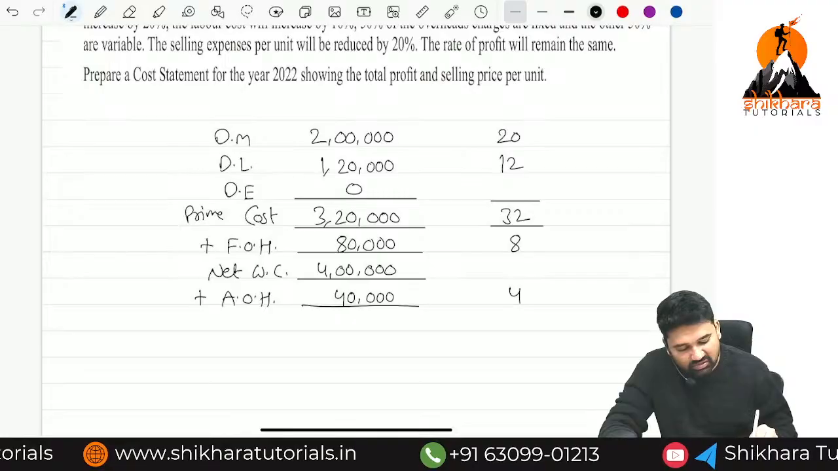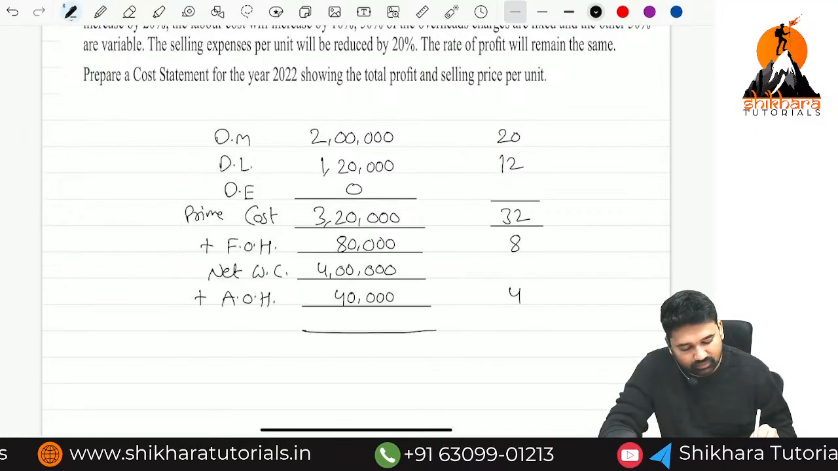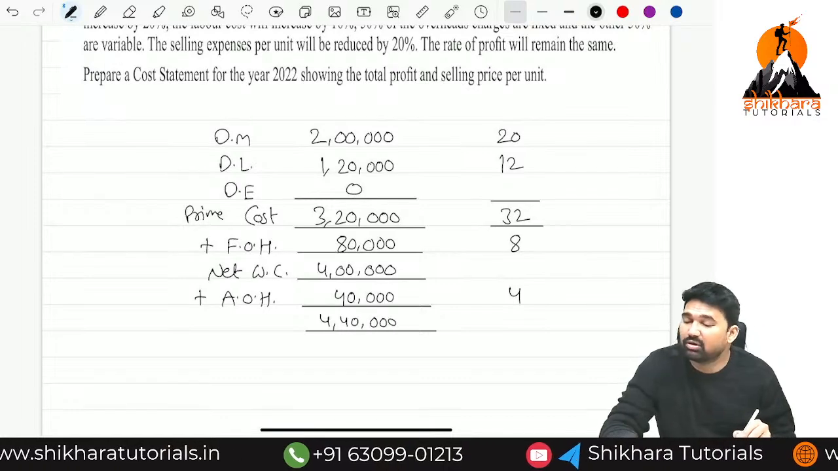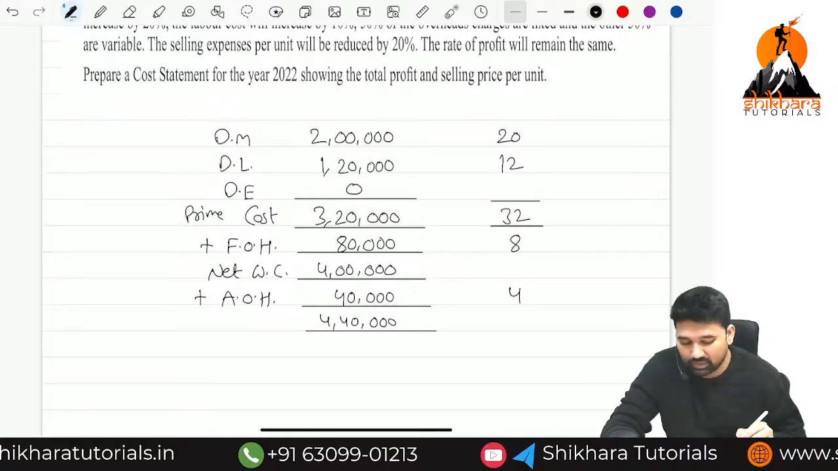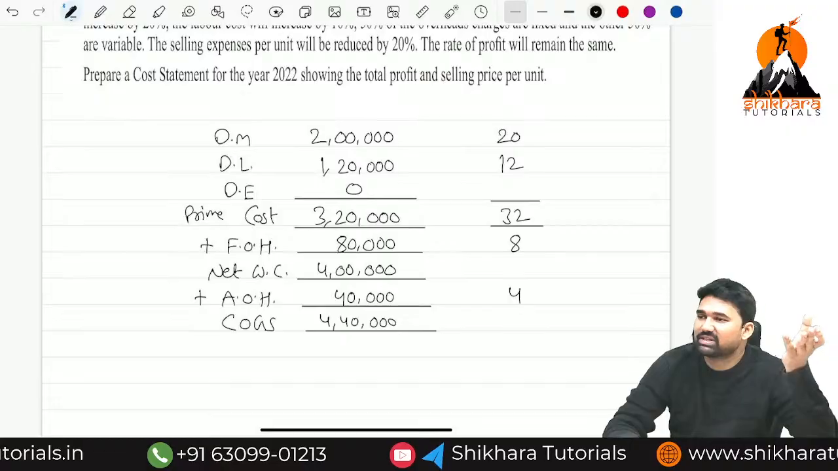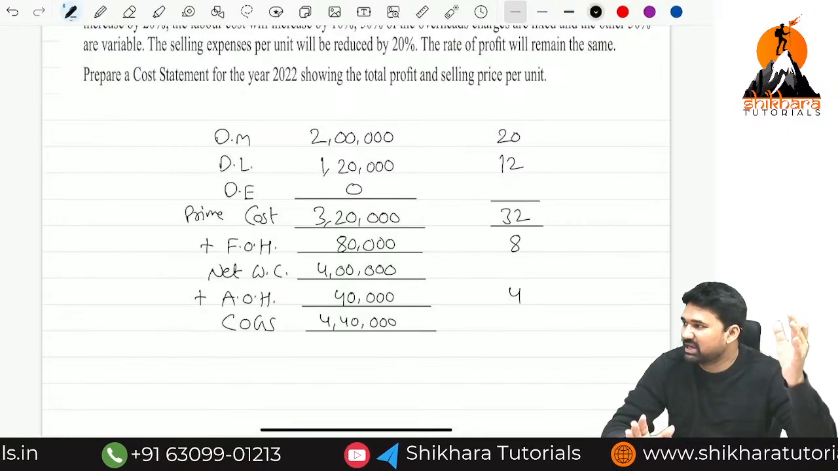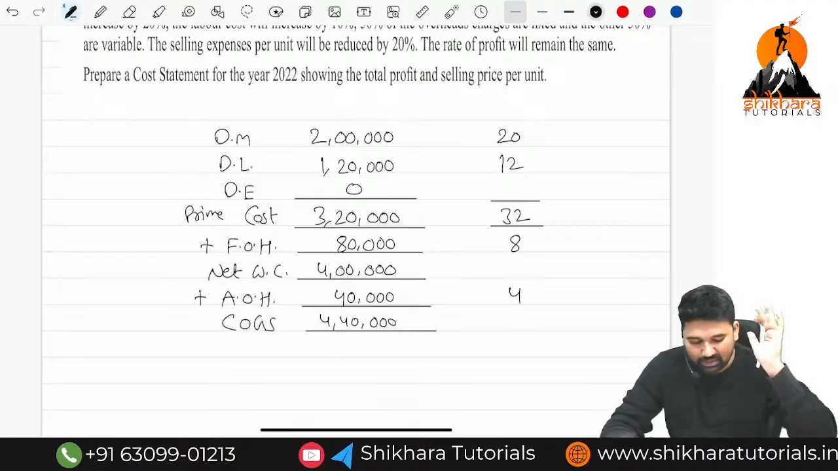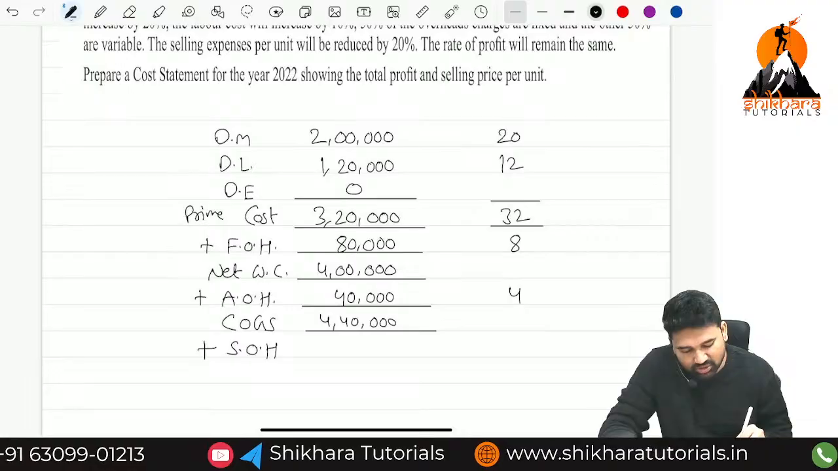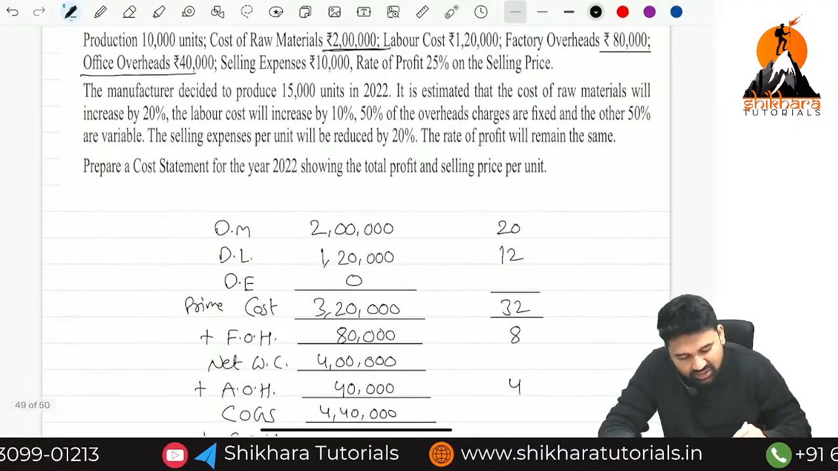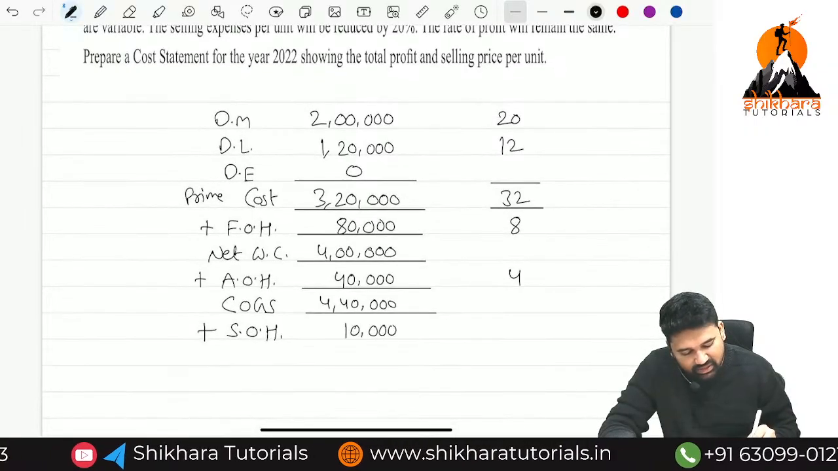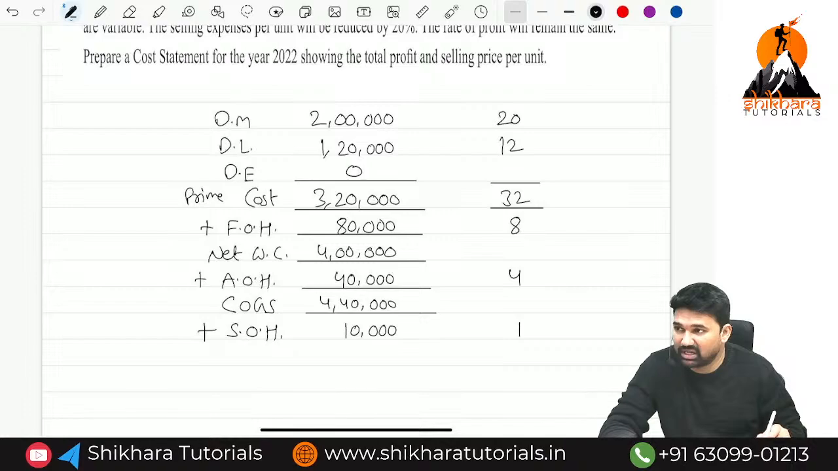Okay. So the result will be 4 lakh 40,000, and we will call this 4 lakh 40,000 the cost of goods sold. Why? Because there is no information with respect to finished goods opening, closing and all. That is why by the final result we will call it cost of goods sold. And after that we have to add selling and distribution overheads, which are 10,000. 10,000 means 1 rupee per unit.